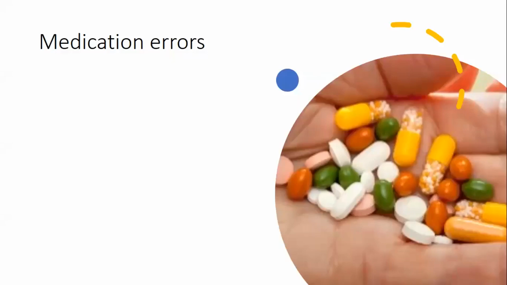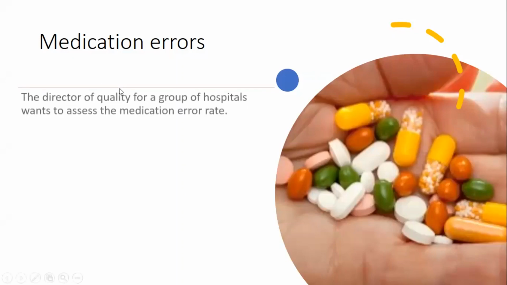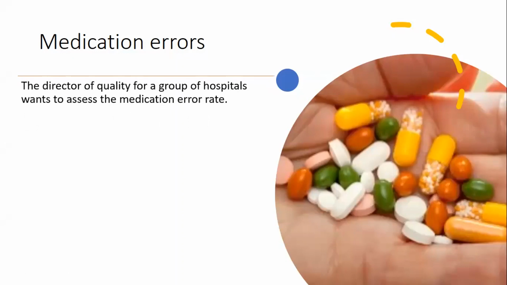Let us take one more example. As the pandemic just got over, it's important for us to check if all the hospitals are working under control. So this is a quality engineer who is checking whether the medicines are being given at the correct rate and at the correct hour. The director of quality for a group of hospitals wants to assess the medication error rate.